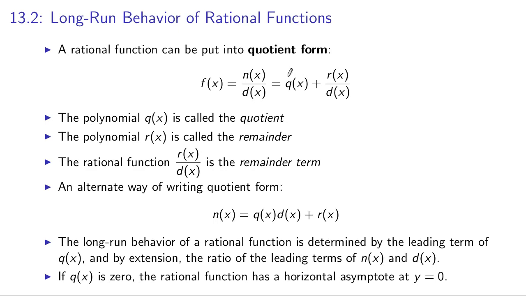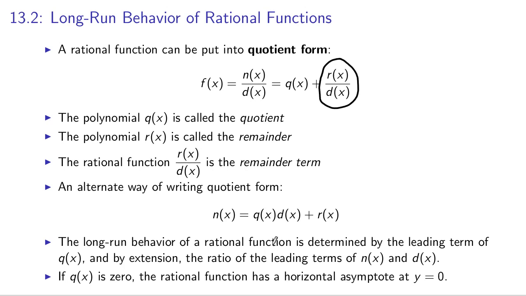So we take the rational function with a numerator and a denominator, and we split it into a quotient plus a remainder over that denominator. The polynomial q is called the quotient, and r is called the remainder. The entire rational function that's left over here, r of x over d of x, is the remainder term.